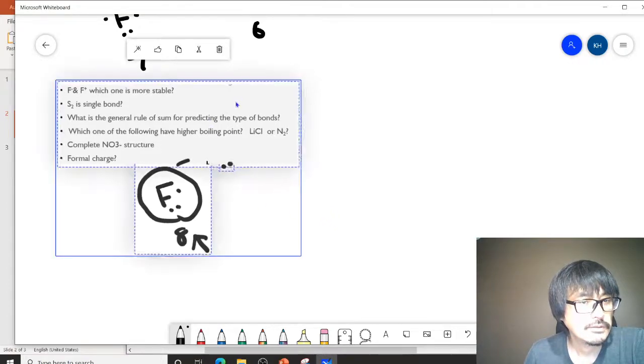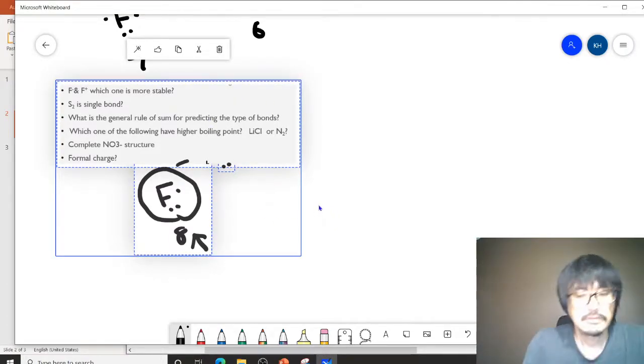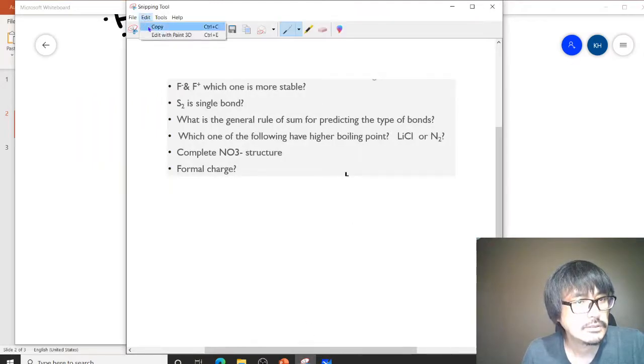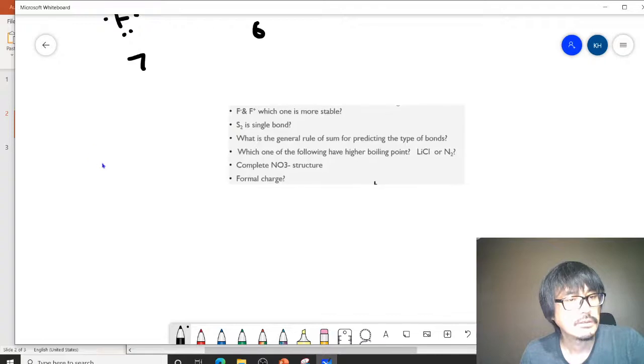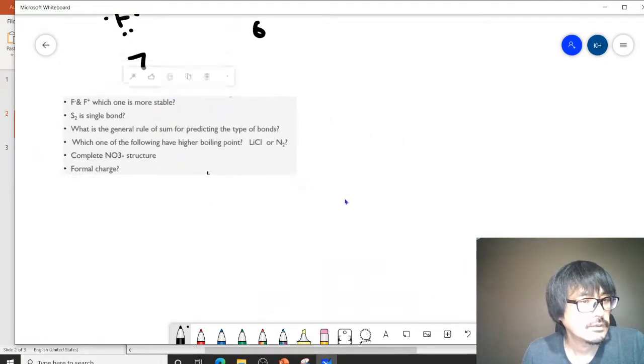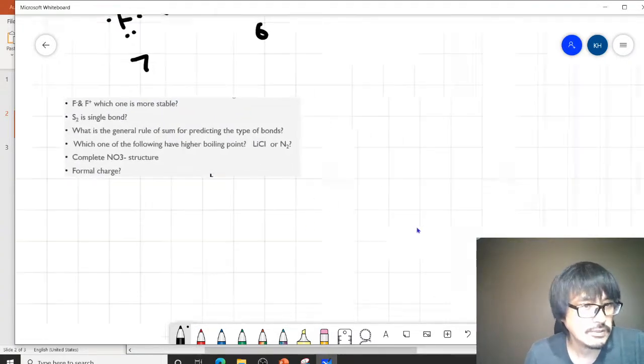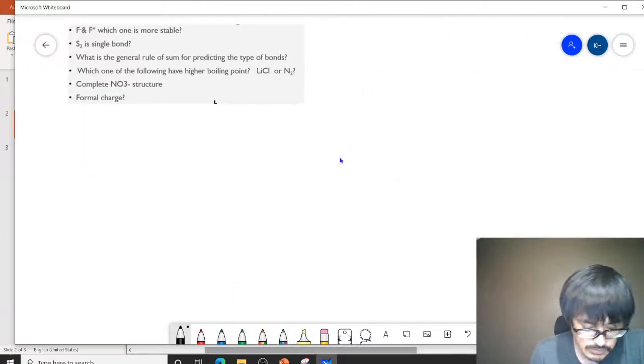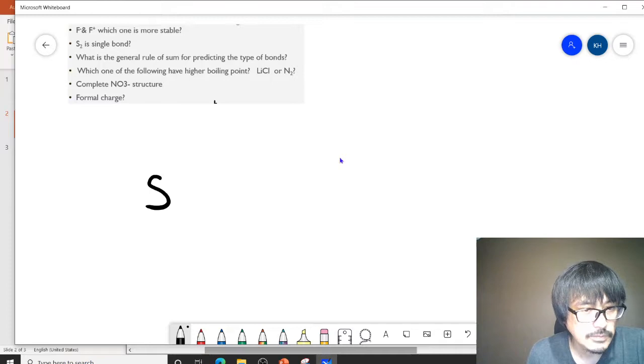So just do this one again. Copy this. Okay, then let's do S2. For S2, each S atom is in the same column as oxygen, right? So they have 6 electrons like this, right?